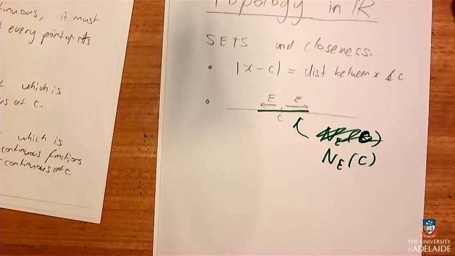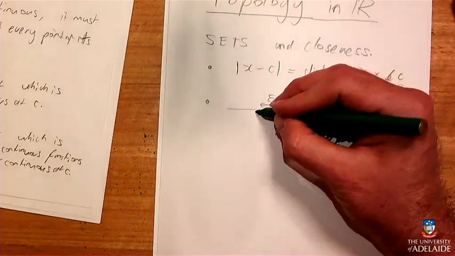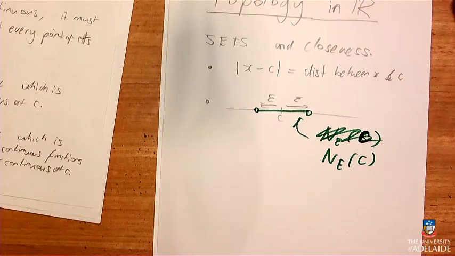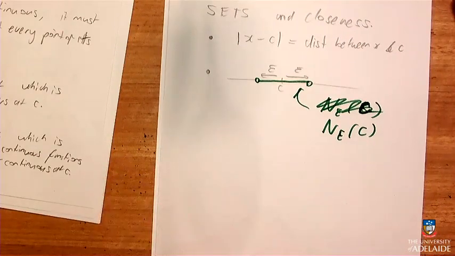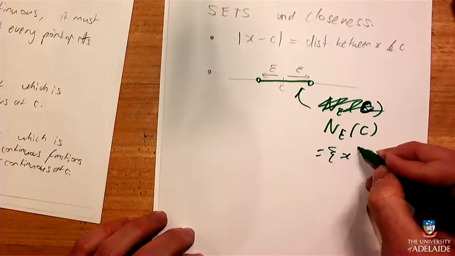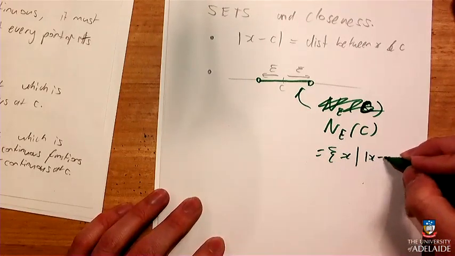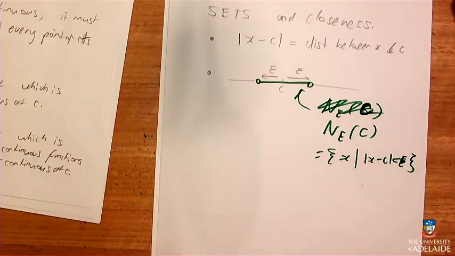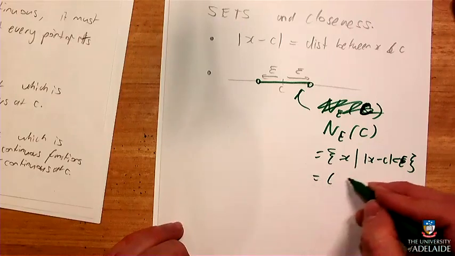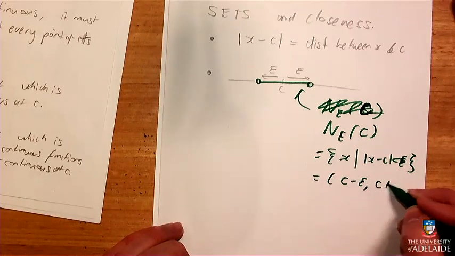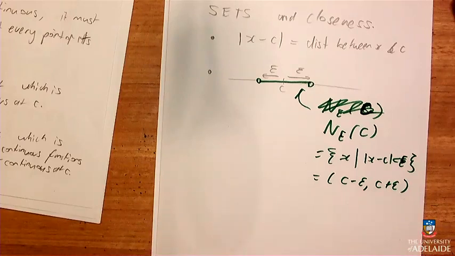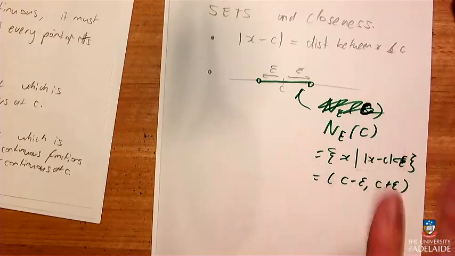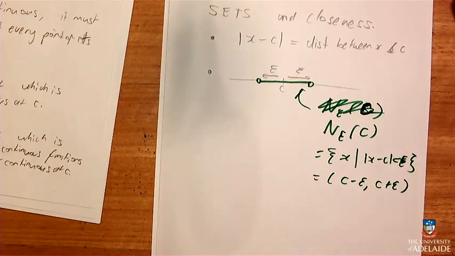Okay. But it's actually just the strictly less than. It doesn't include these endpoints. It's like that. Right. So it's the set of x's such that the distance between x and c, |x - c|, is less than epsilon. Which is the interval from c minus epsilon to c plus epsilon. Yep. They're all the same thing. Okay.